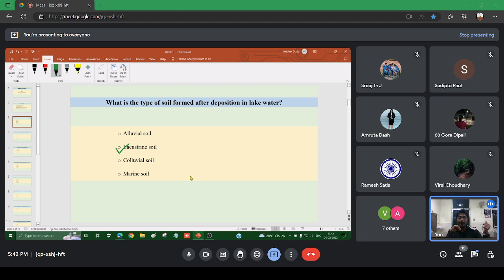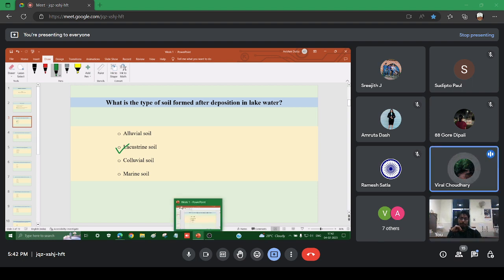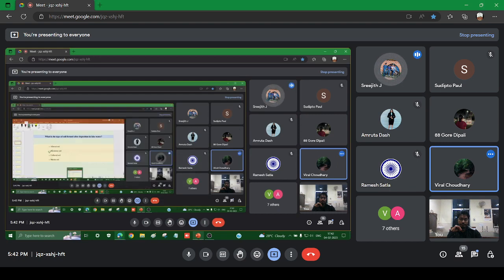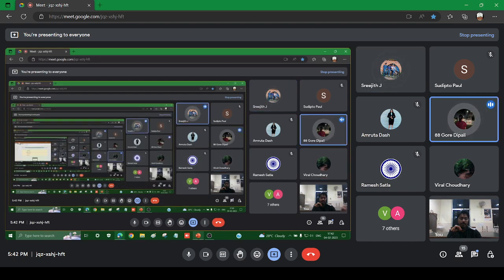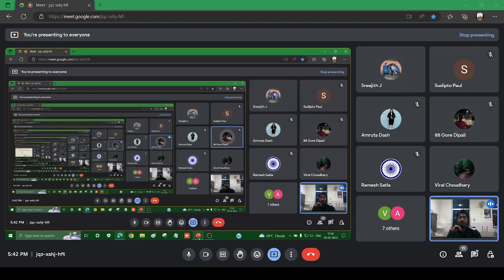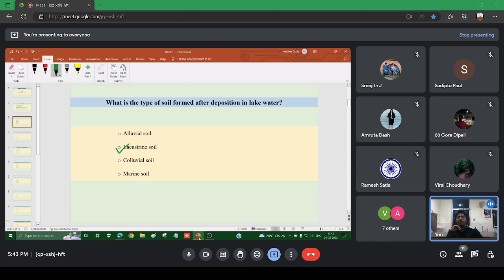And what is alluvial soil then? Can anyone tell me? Sir, running water. Rivers. Yeah, specifically rivers and running water, streams. Soil which is transported and subsequently deposited by running waters is termed as alluvial soil. Okay, then what is colluvial soil?